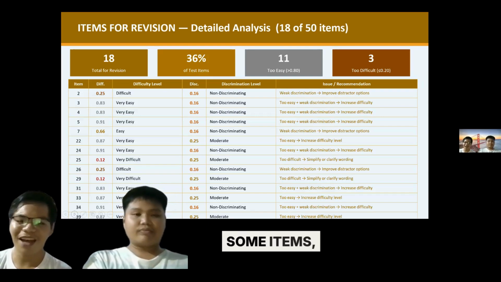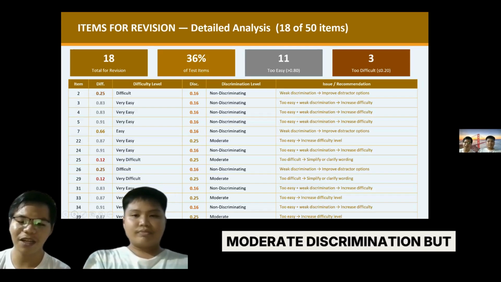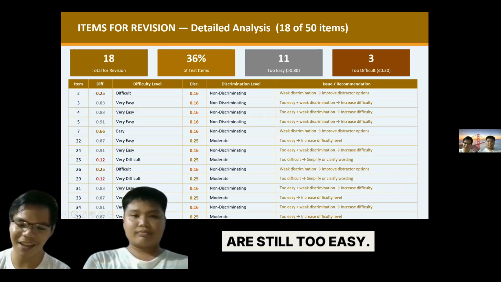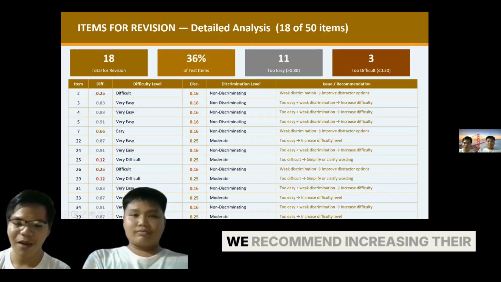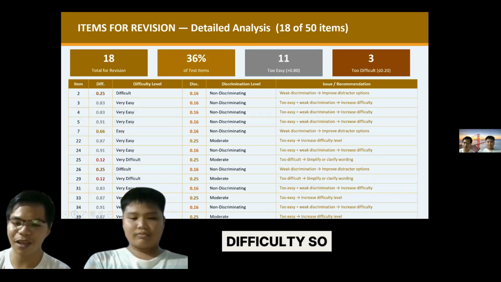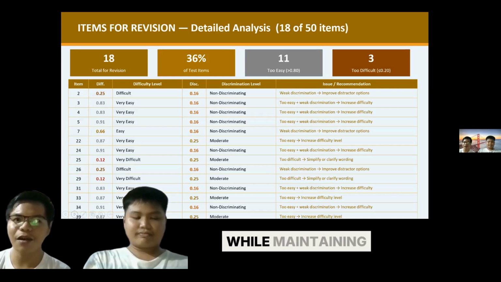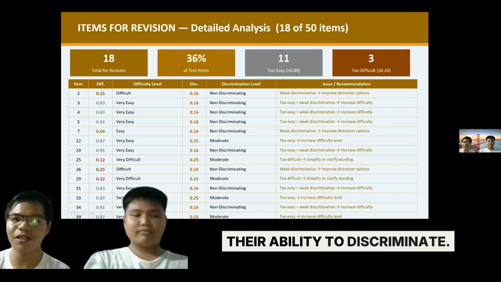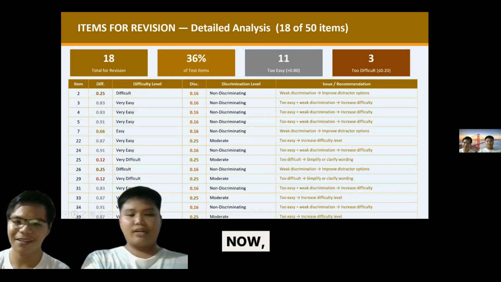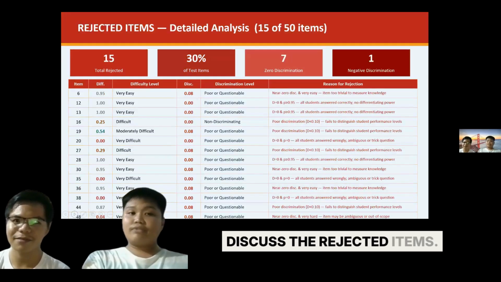Absolutely. Some items, such as item number 22, show moderate discrimination but are still too easy. To improve this, we recommend increasing their difficulty so that they can better assess student understanding while maintaining their ability to discriminate. Exactly. Now, let's discuss the rejected items.